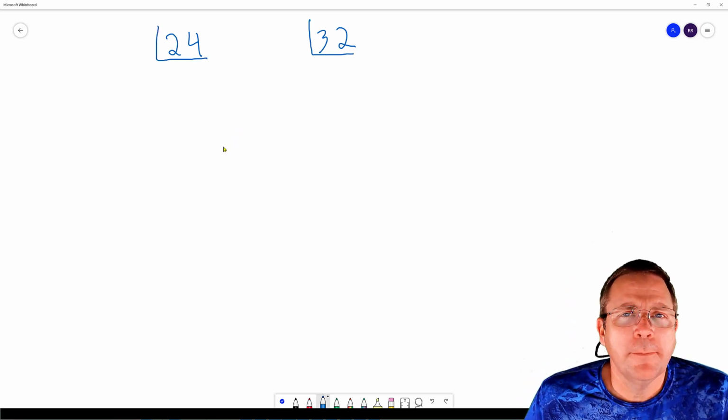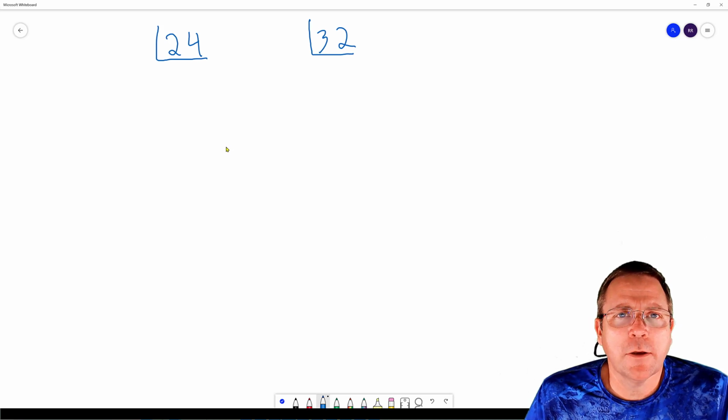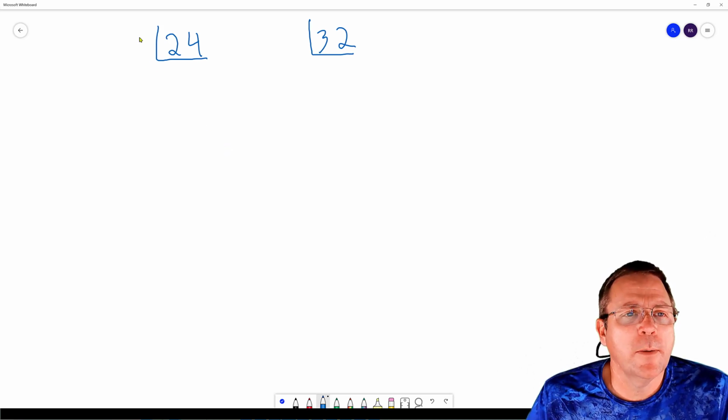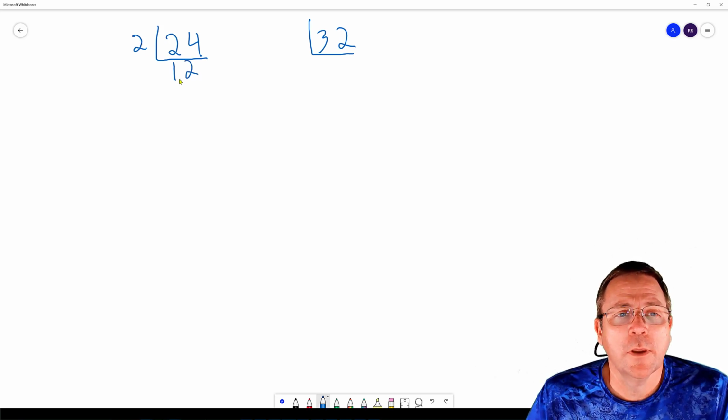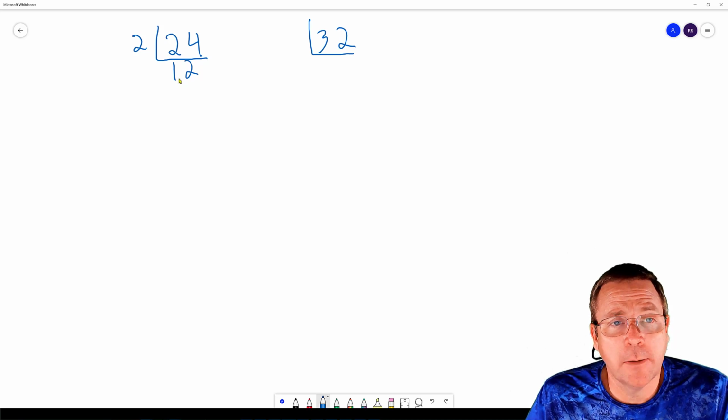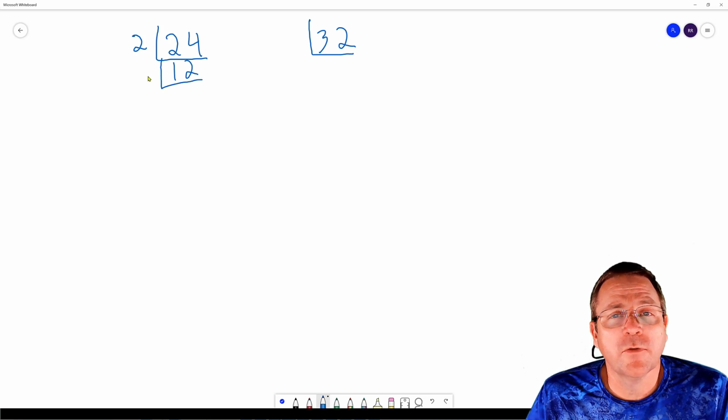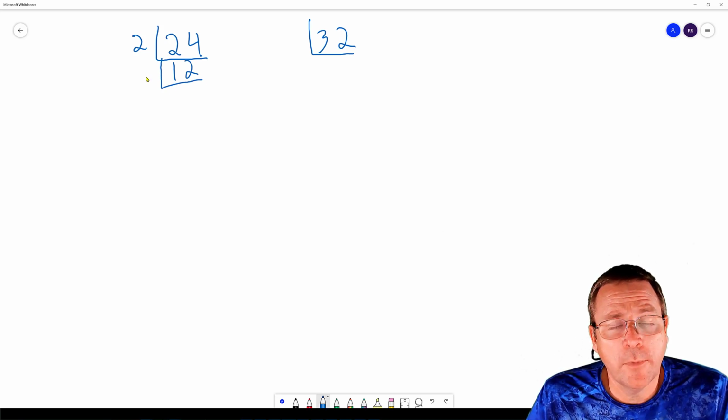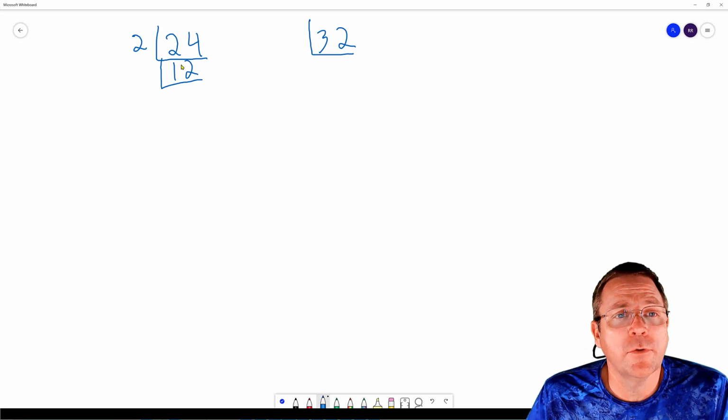Okay, I set it up. I got my upside down division houses going. I'm going to say the smallest prime number that's going to go into 24. That's going to be 2, and 2 goes into 24 12 times. 12 is a composite number, meaning it's divisible by more than 1 and itself. So I'm going to put a house around it. I'm going to say the smallest prime number, a prime number that's divisible only by 1 and itself, that'll divide into that, is 2 again.